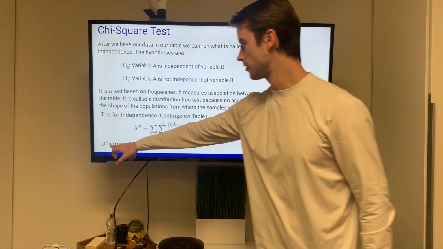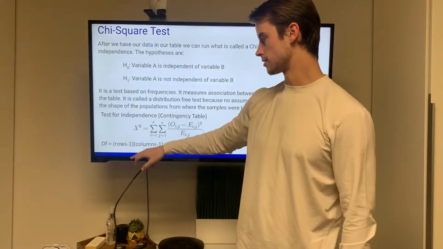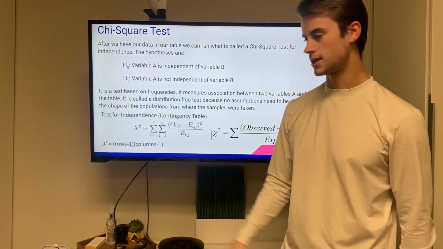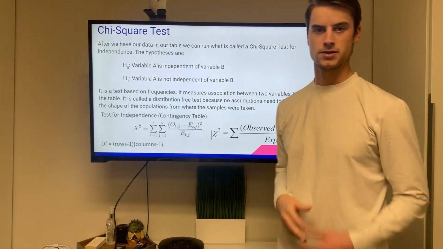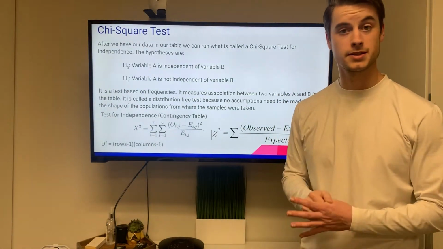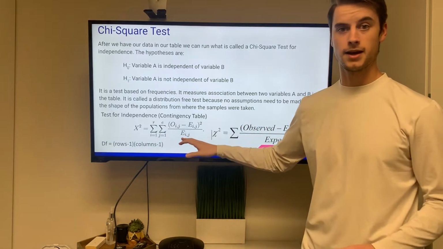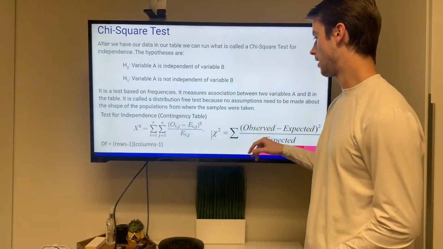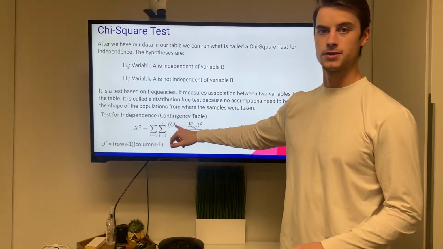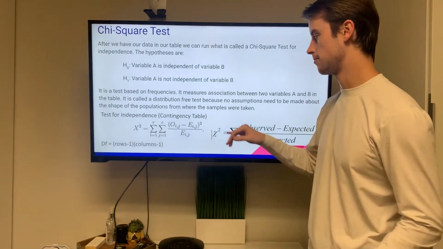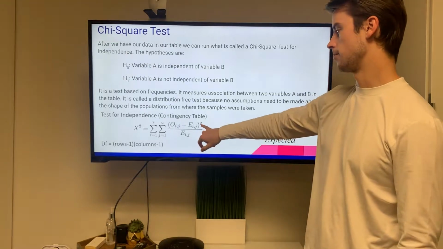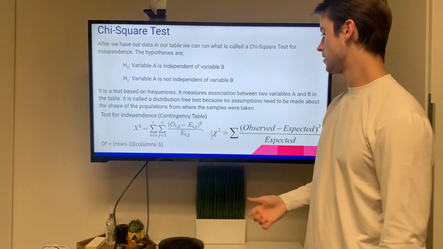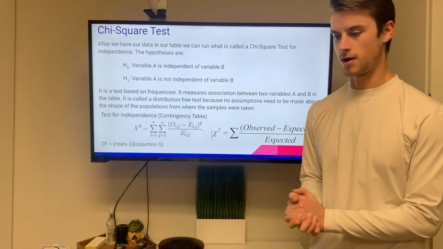And again, degrees of freedom here, it's really easy. Rows minus 1 times columns minus 1. That's how we find our degrees of freedom. And we haven't talked about expected values for contingency tables yet. We're going to get into that in just a second. But we'll take all of the observed values in the contingency table, subtract our expected value, and divide by the expected value. Important here, this is squared.